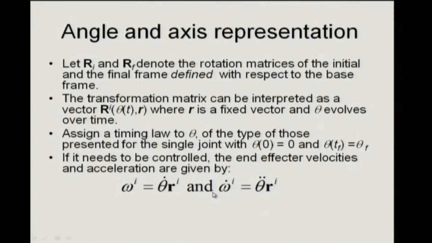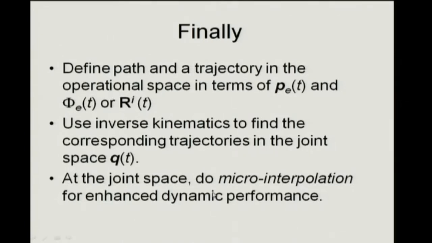So, once you are given all these things, it is not a big deal again. Given a path and a trajectory in the operational space, P t and phi t or Ri t, any of the three forms, this is the position, and the rotation in terms of either the Euler angle form or the rotation form that we dealt with. You then use inverse kinematics to find the corresponding trajectory in the joint space, and then at the joint space you do micro interpolation to enhance the dynamic performance locally.